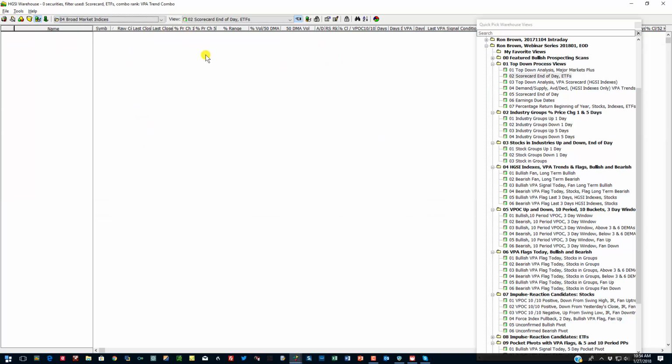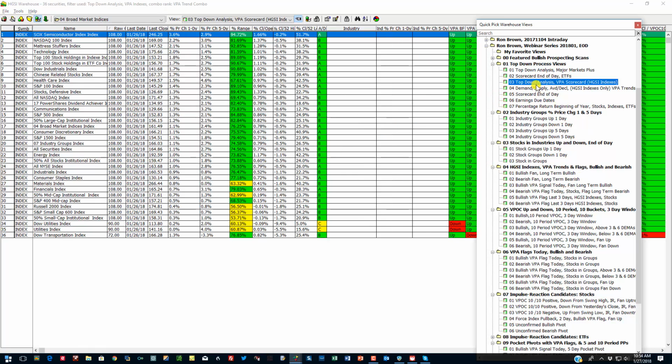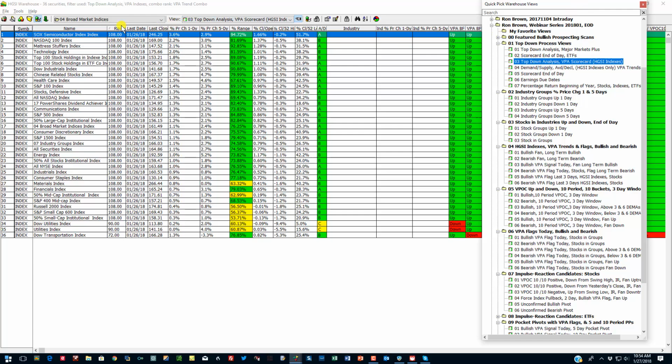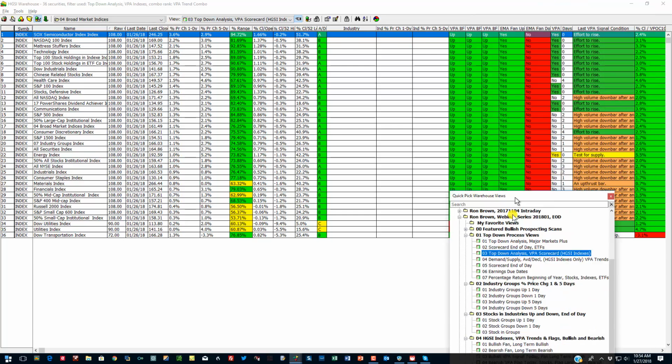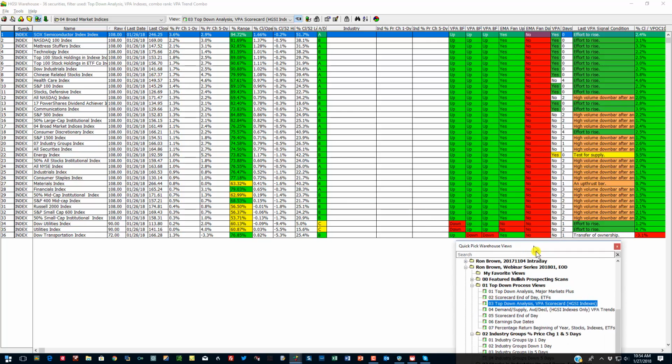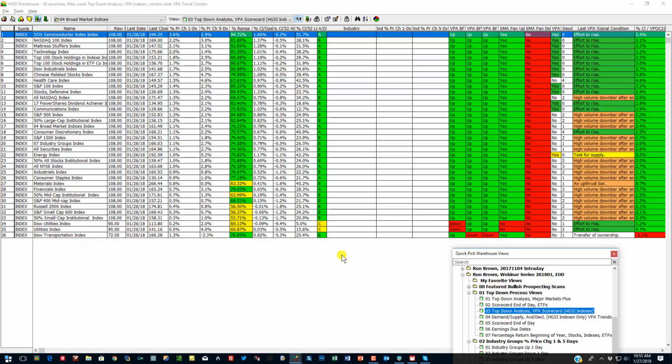Now I'm going to go into my broad market indices, and then I'll move down to number 3. This is top-down analysis of VPA scorecard HGSI indexes. And once again, I'll move this out of the way. You can see that all these indexes are up, with the exception of the transportation and the utilities. There's some weakness down here. But from this point on, these are all identical.